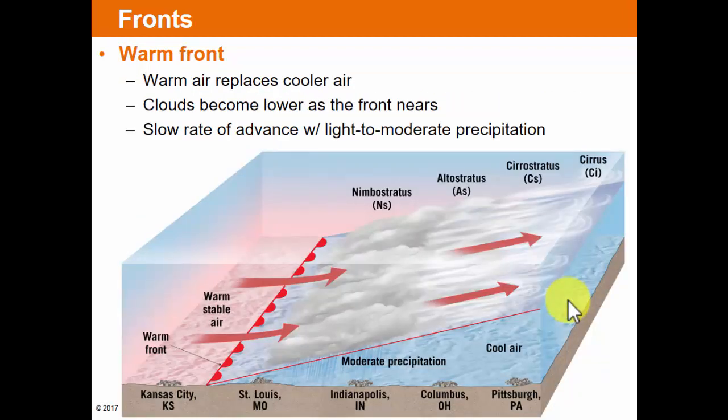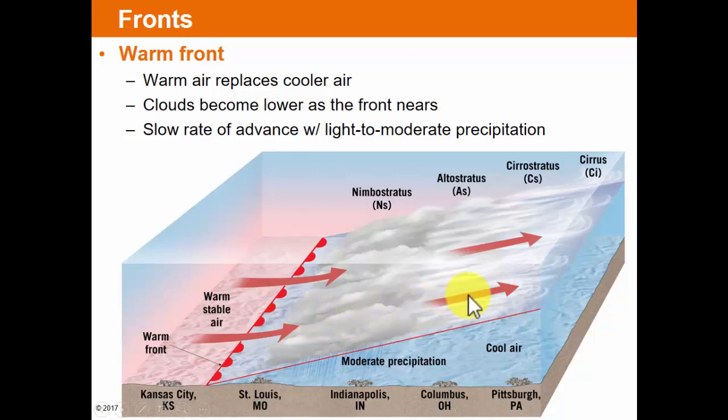So this is the way it looks with a warm front, basically aligned near Kansas City, Kansas, and moving across St. Louis, Indianapolis, Columbus, and Pittsburgh. The warm air is moving in from this direction, all right? And that warm front is the leading edge of that warm air. Out ahead of that warm front, this air is cool, okay? So you have warm air approaching cool air. Well, warm air is less dense, cool air is more dense. So in this case, the warm air slowly glides up over that cool air.